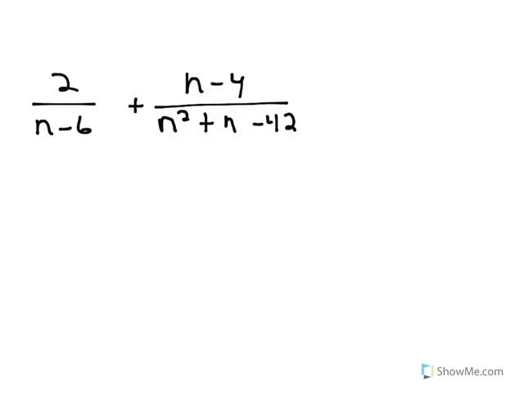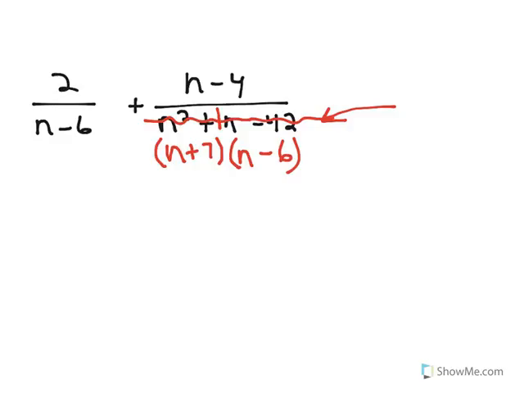In this example, again, we do not have common denominators, and in order to find the common denominator, we must factor the n squared plus n minus 42. Factors of n squared are n and n. Factors of negative 42 that when you add them give you a positive 1 for the middle term would be a positive 7 and a negative 6. So that is now our new denominator.